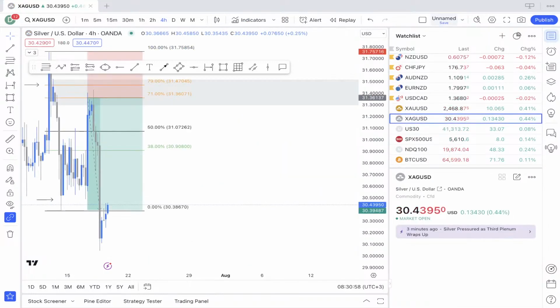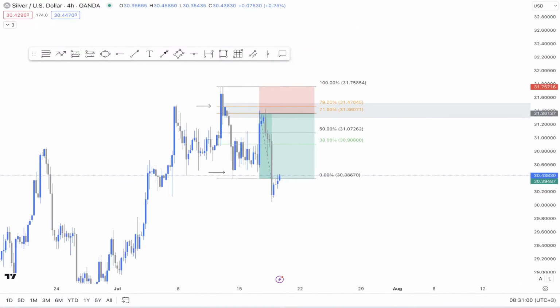On silver, let's do a trade breakdown because we had this beauty playing out perfectly. What a beautiful trade.